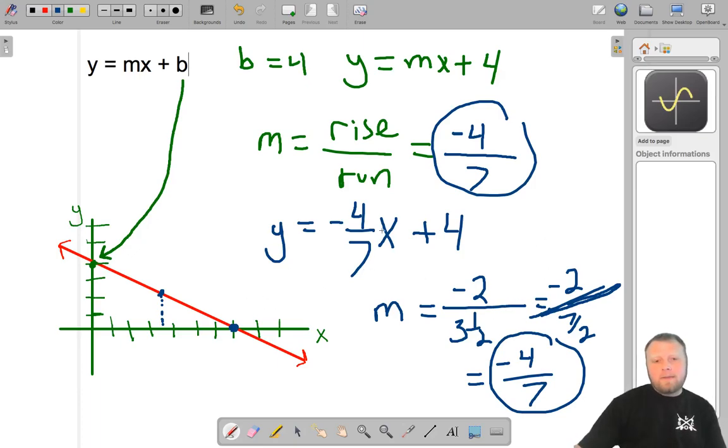I guessed that way. So in the next video, we're going to talk about how to do it without guessing. So that's how we graph an arbitrary line and get the equation for it.